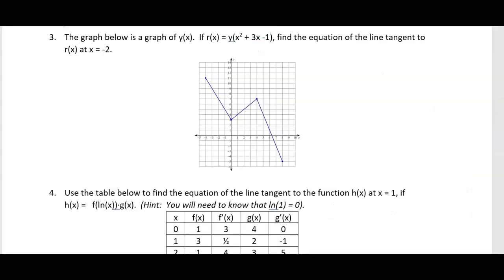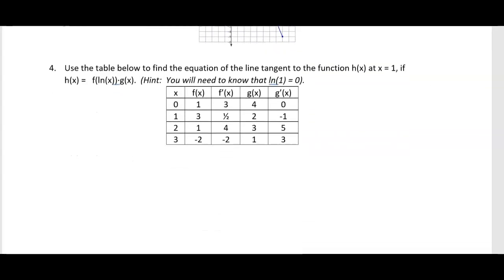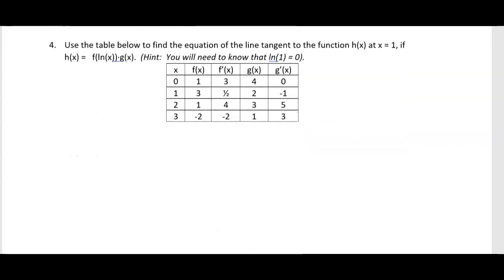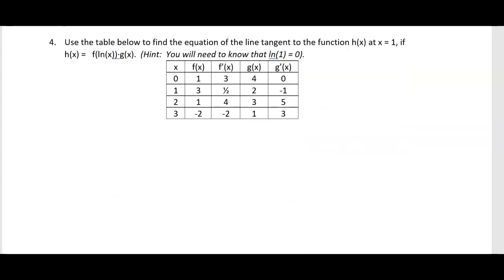All right, let's go ahead and take a look at number 4. It says use the table below to find the equation of the line tangent to the function h at x equals 1, if h of x is equal to this. Hint, you're going to need to remember something we talked about in class, and that's the fact that ln of 1 is equal to 0. So keep that in mind.